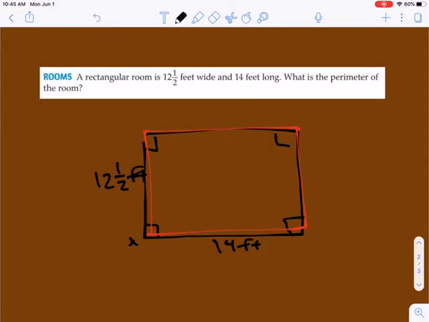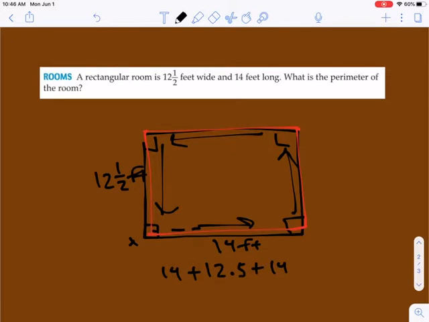Well, if I start here and I go this way, first one's going to be 14. Then I'm going to go up this way. That's going to give me 12.5. I'm going to put it as a decimal. And this way will give me 14. And then coming back to where we started from is another 12.5. And if you're thinking, why did he do that? Why didn't he just multiply by 2? If this would have just been me doing that, that's exactly what I would have done. So I'm glad you're thinking that.